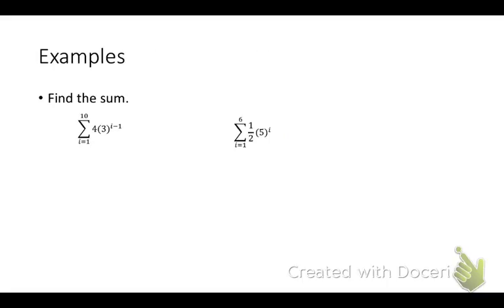So if we find the sum, if it's a summation from the first 10 terms, your rule is 4 times 3 to the i minus 1 power. Again, your rule, S sub n equals the first term times 1 minus r to the n power over 1 minus r.